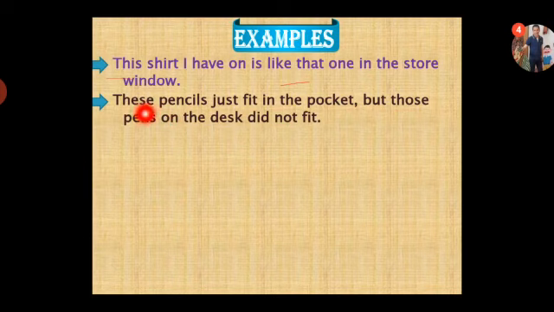Right. Can you see? These pencils, I didn't say pencil. And those pens, pens here is a plural noun. So these and those should be followed by a plural, but in the first example, this and that should be followed by a singular noun. What's the difference between them? These pencils means the pencils are near me, but those pens means that those pens are far from me.